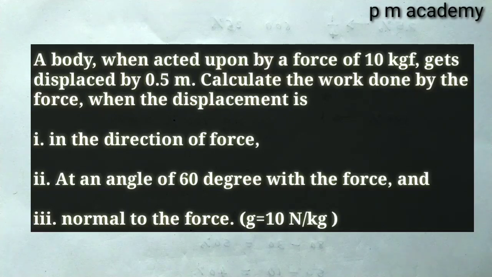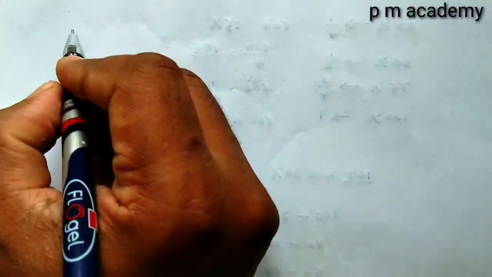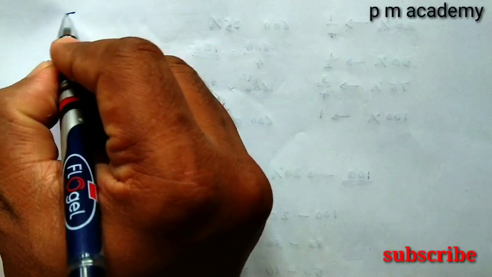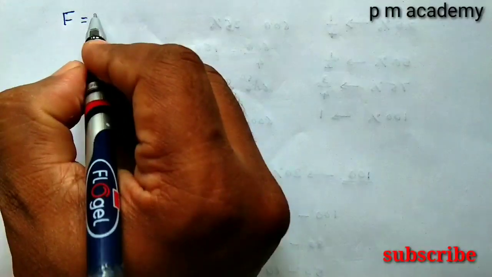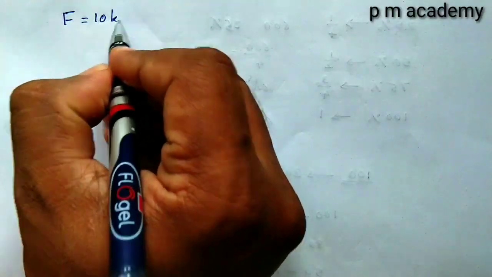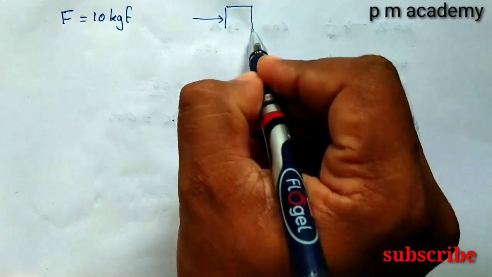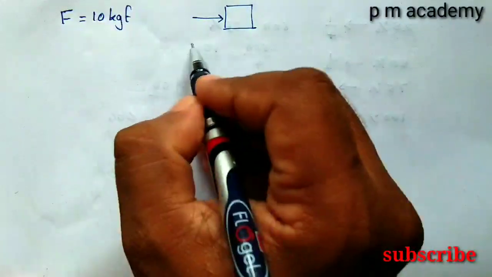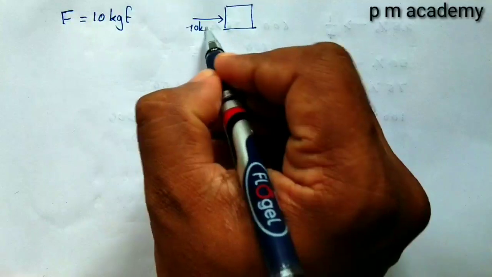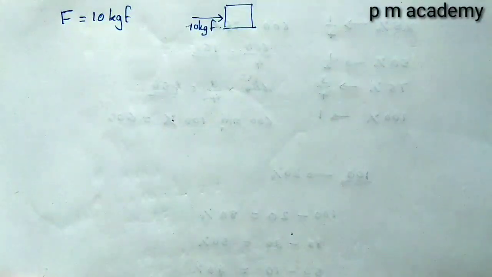Okay, this is a question. A body when acted upon by a force of 10 kgf. A force is acting on a body. The force is given as 10 kgf.